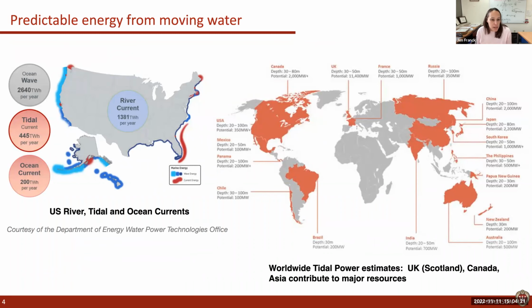So where do we find these resources? In the US, the Department of Energy has mapped out locations where you can find current energy and wave energy along the East Coast and the West Coast, and in addition, a lot of resources in Alaska. Worldwide, we see that there's a lot of resources in a variety of countries, and I just will note that Scotland and the UK and France have been traditionally leaders in this area in developing this type of technology.